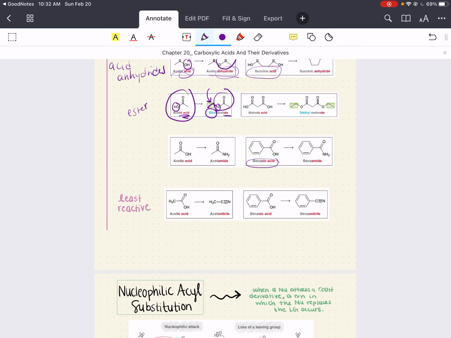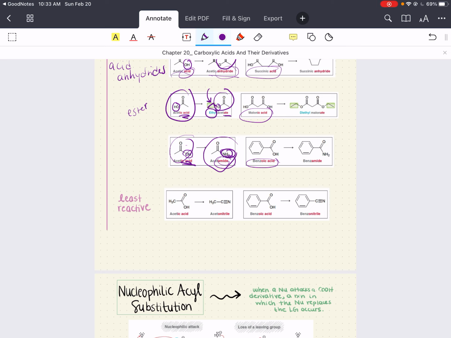Now, for ring structures, here we have benzoic acid. Oh, I'm sorry, I'm jumping to amides. Now, for amides, we name amides as derivatives of carboxylic acids by replacing the -ic acid part of the name with amide. So here we have acetic acid. We're replacing this OH with an amide group, so we have to change the name from -ic acid to amide. So from acetic acid to acetamide.